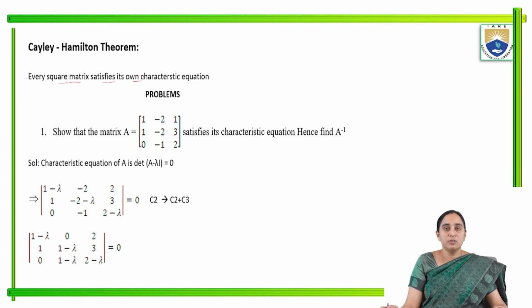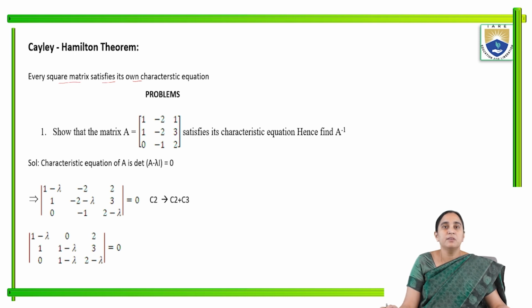What is the form of the characteristic equation? det(A minus lambda I) is equal to 0. When the given matrix satisfies its own characteristic equation, that is called the Cayley-Hamilton theorem. We will discuss this clearly with the first question: show that the matrix A = [1 -2 1; 1 -2 3; 0 -1 2] satisfies its characteristic equation, hence find A inverse.